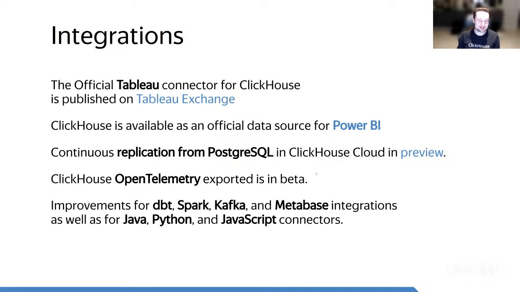Okay, so what about integrations? For Tableau, the official ClickHouse driver is now available on Tableau Exchange. And for Power BI, we also have the official data source. In ClickHouse Cloud, now you can configure a connection to a Postgres instance and continuously replicate tables from Postgres with what is named CDC, Change Data Capture. This feature is starting from yesterday. It is in preview, and you can participate in the preview. And there are a lot of improvements for dbt, Spark, Metabase, and the usual suspects like connectors for Java, Python, and JavaScript.